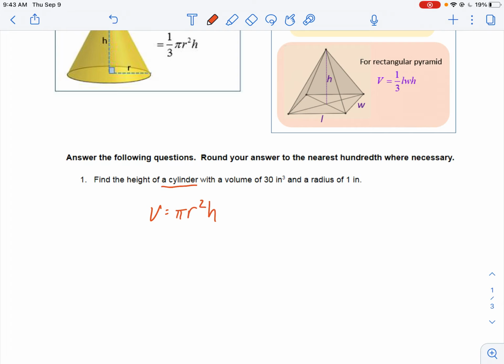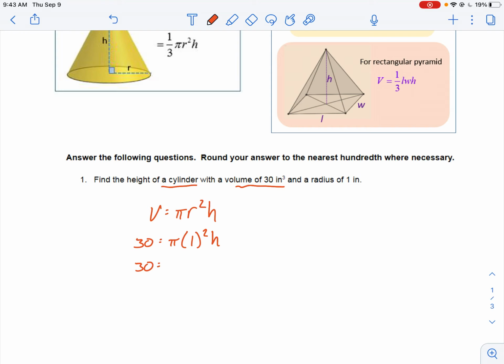And now I'm going to plug in 30 for my volume, since they tell me my volume is 30. Pi is a constant, so I write that down. My radius is 1 inch, and I don't know my h, my height. That's what they want me to find. So I want to solve this equation for h. So let me clean this up a little bit.